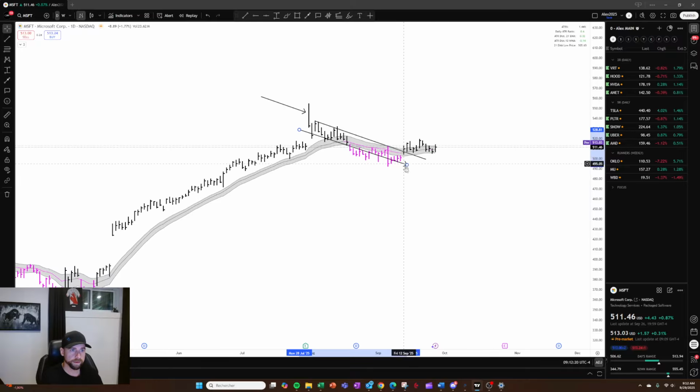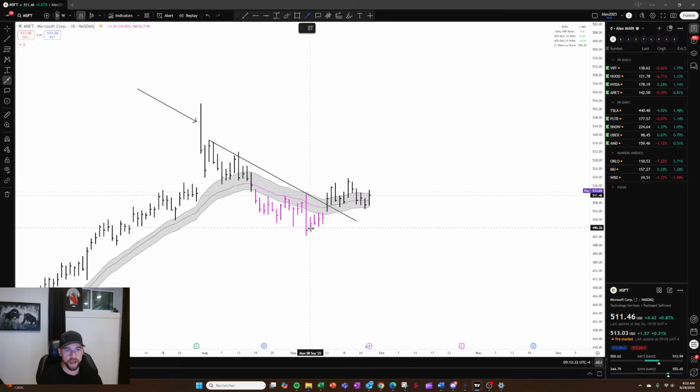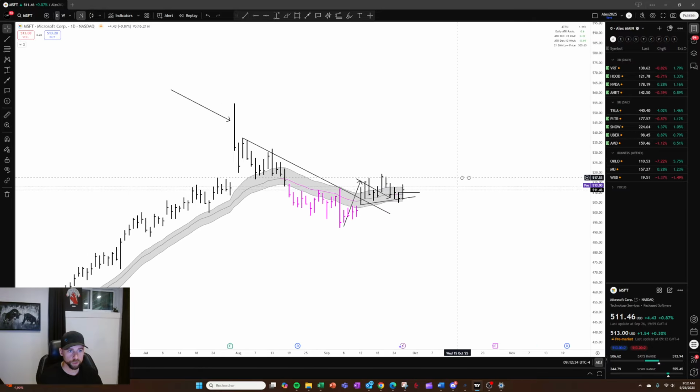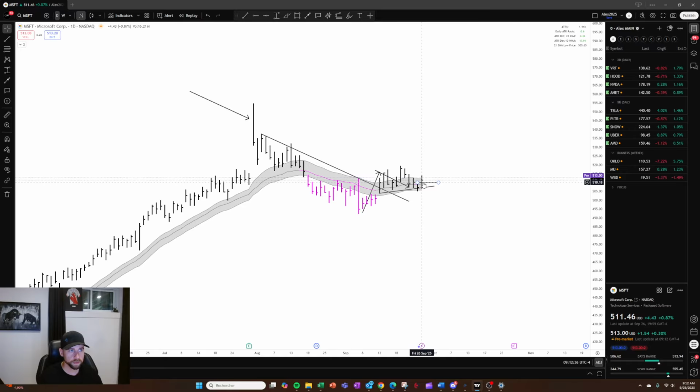So very nice action. We now have that 21 DMA structure reclaim and retest with constructive action on the right side with higher lows. You had that daily reversal confirmed on Friday. We're still within the weekly and daily buy area, so not extended. So yeah, Microsoft looking very good.